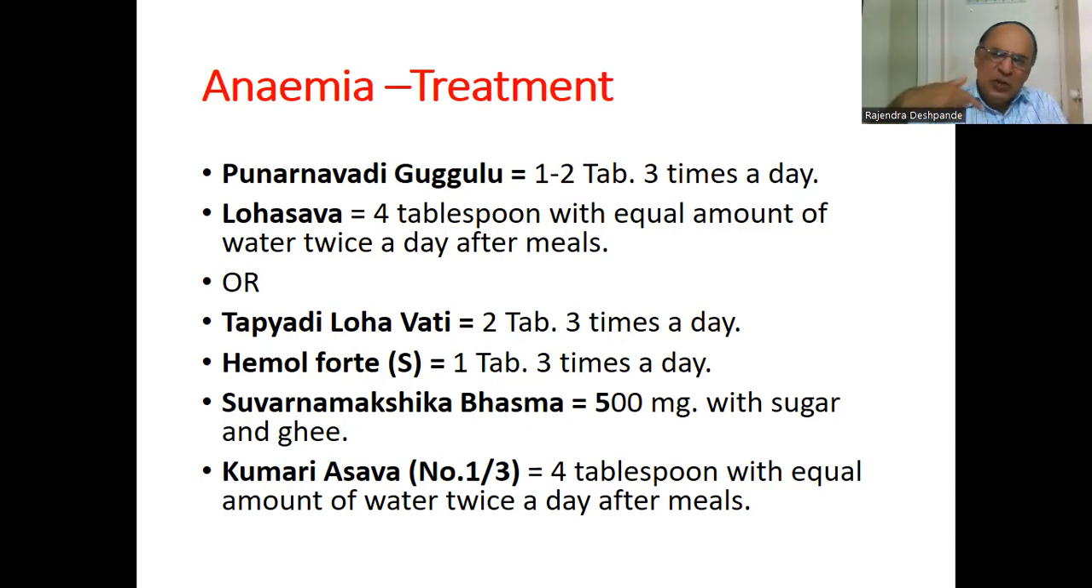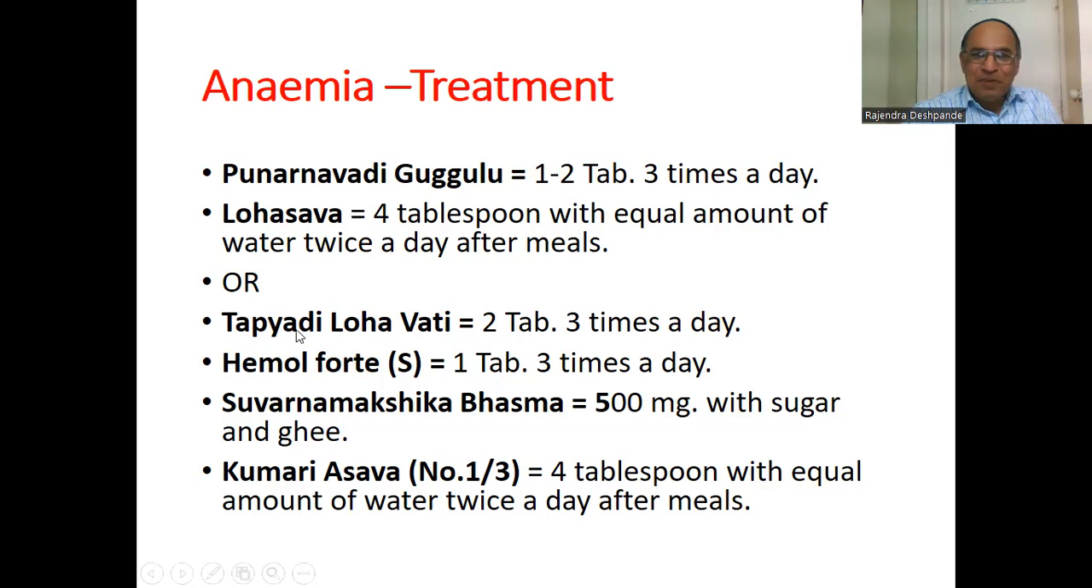Punarnava, nava means new. Best erythropoiesis can take place when you are using Punarnava. Then Tapyadi Loha, this is everything I have written. So Aushadha Kalpana is there. You have to see the patient and then select a proper prescription. Don't write a blind prescription.